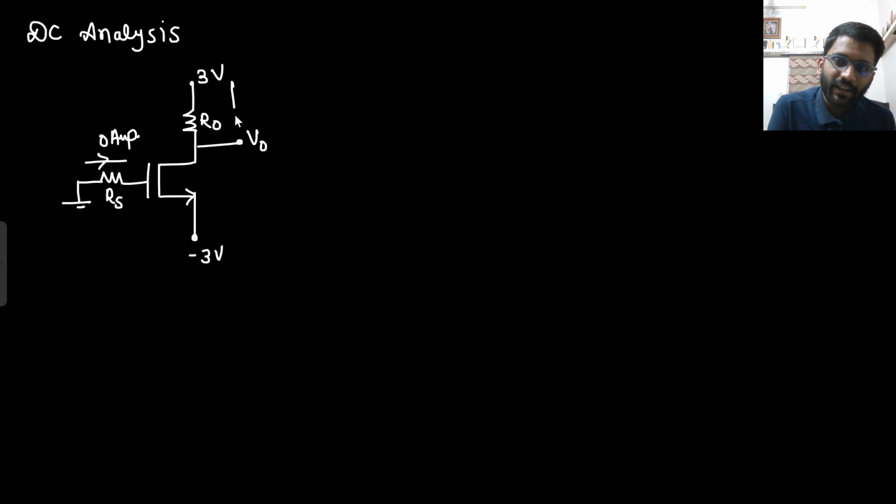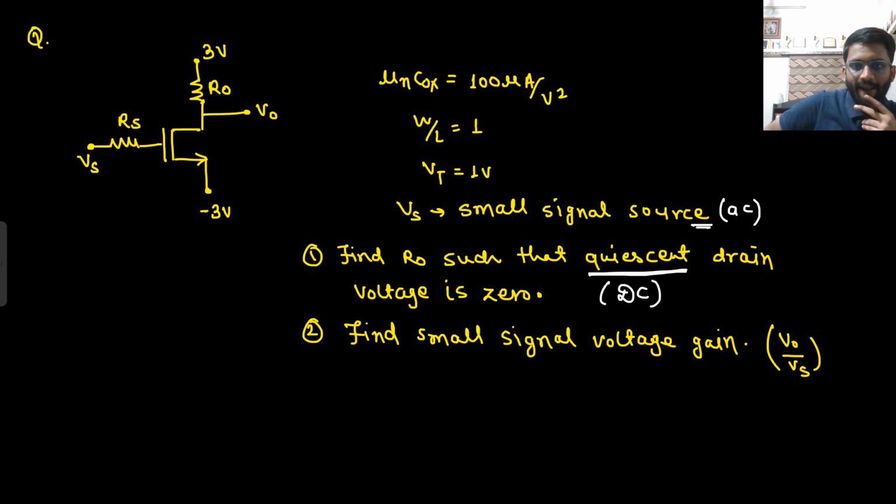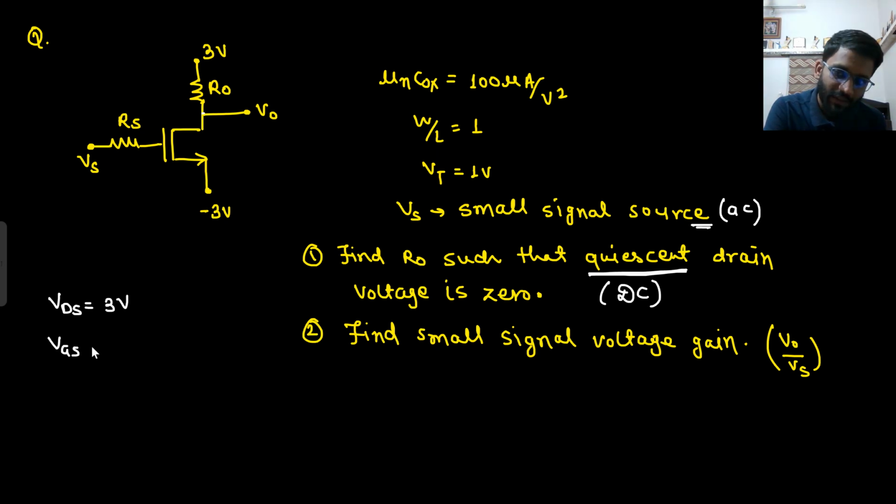Now what will be the current here? That will be capital ID, or you can write IDC. Here, is it necessary to write one more thing? No, that is not necessary, because they are asking the drain voltage should be 0. If drain voltage is 0, that means this potential is 0. Then what will be your VDS? This potential is 0, so VDS will be 3 volt. What will be your VGS? VGS will also be 3 volt only, because this potential is 0.